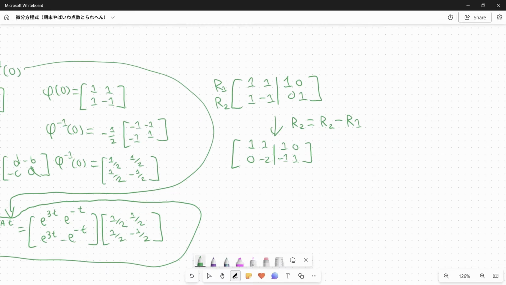And then the next thing I'm going to do is adjust the bottom row again and say that R sub 2 is equal to 1/2 R sub 2. Or no, I'm going to set R sub 2 equal to -1/2 R sub 2, because we want this in row reduced echelon form. So that's going to give us 1 and then 1/2 and then -1/2 here.